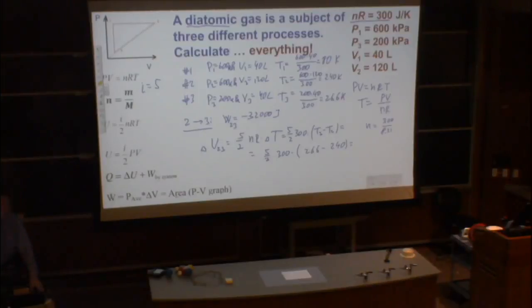Also negative. So please tell me a number. Because it's just dark here for me. Hard to read. 240 minus 26.6 times 300 times 5 divided by 2. Anyone? Negative 160,000 joules. Okay, yeah.